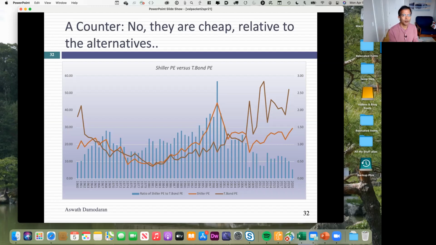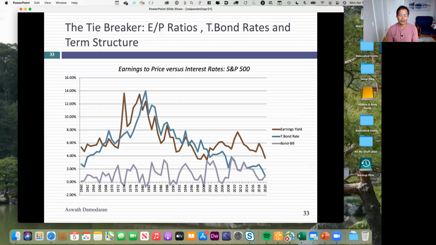To do this, I'm actually going to take the PE ratio and invert it. It's called the earnings to price ratio, or the earnings yield, widely used. So if your PE ratio is 25, your earnings yield is about 4%. What you have in the brown line is my earnings to price ratio. What you see in the blue line is the T-bond rate. If I just stop there and asked you, do the two lines seem to move together? Obviously they do. You say, what is this gray line at the bottom?